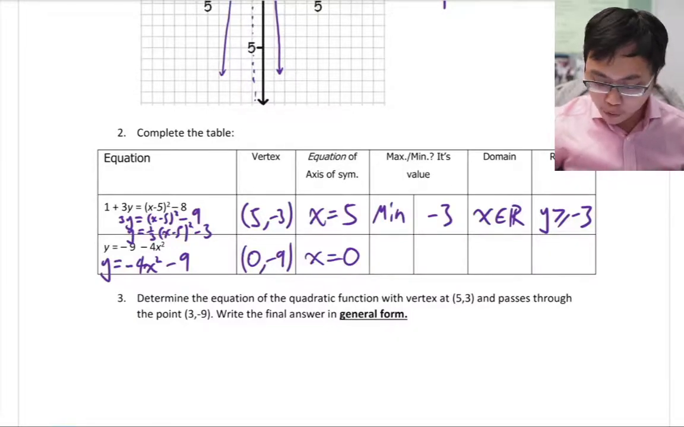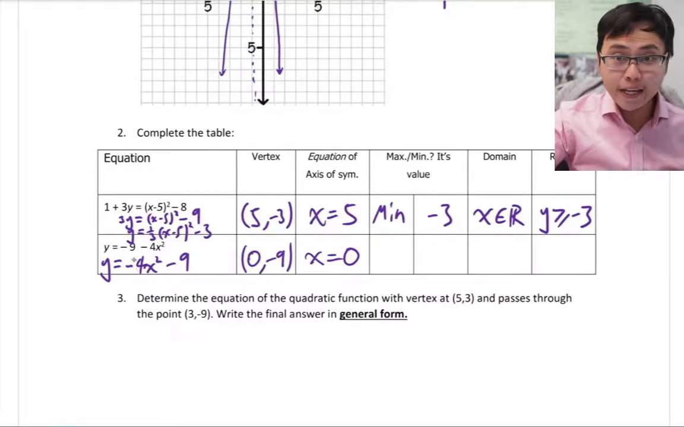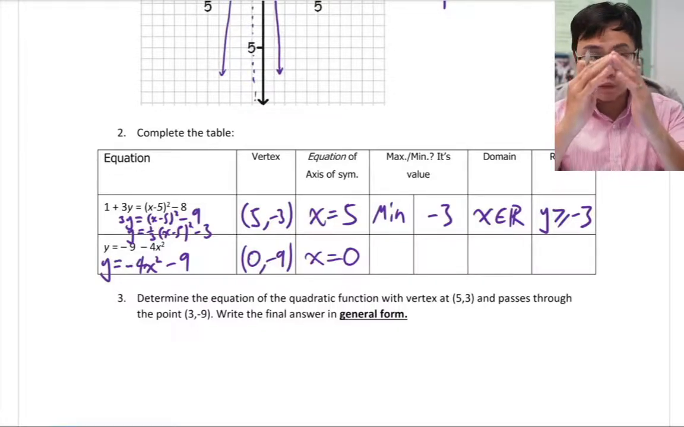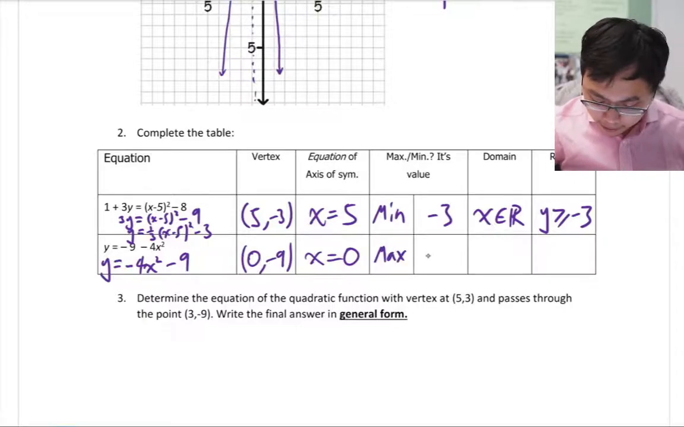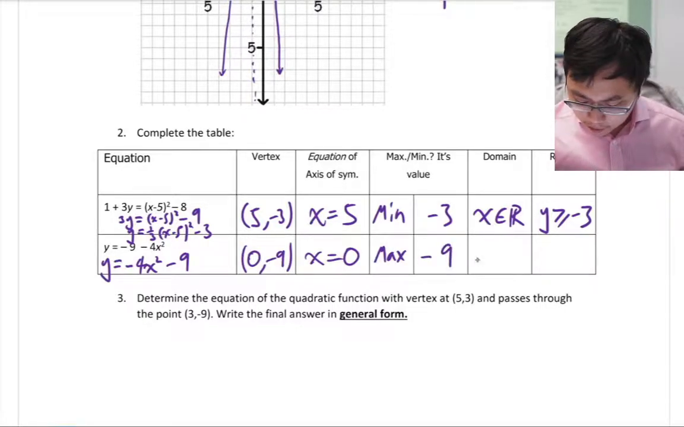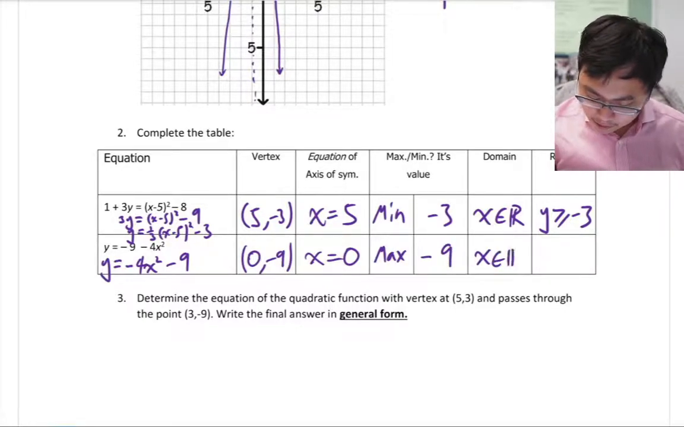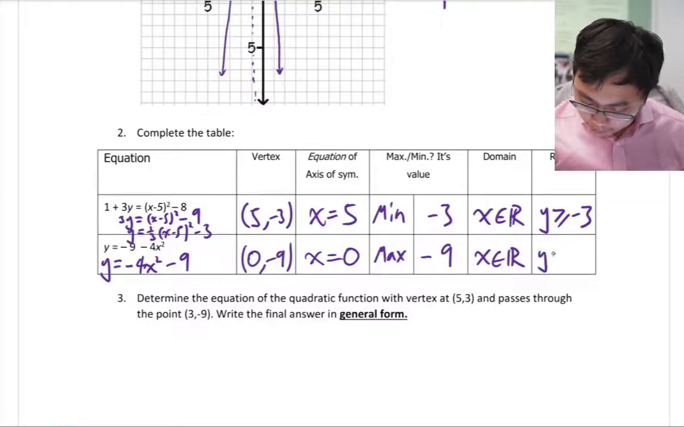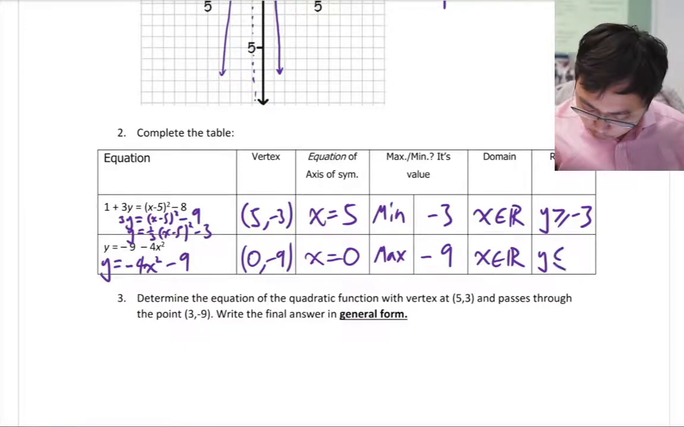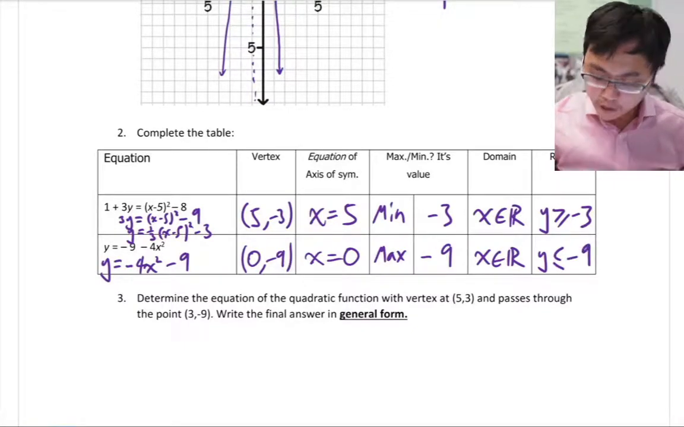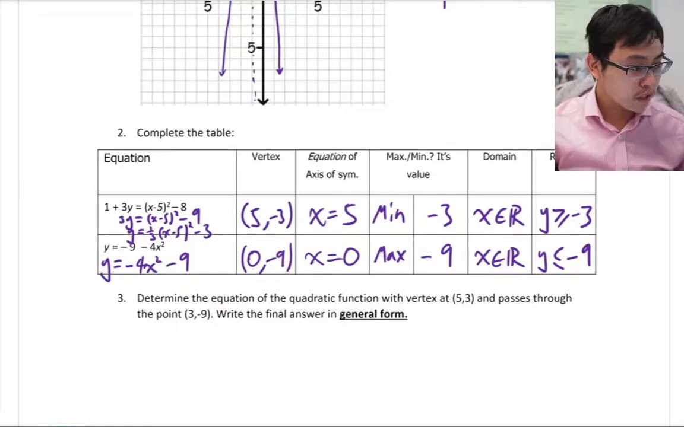Is it a maximum or a minimum? Since this is negative, it's going to be a mountain shape, and a mountain shape is going to have a maximum value, and that maximum value will be at -9. The domain is x is real numbers, and y is going to be less than or equal to, since it is a maximum point, -9. Moving on to question 3.